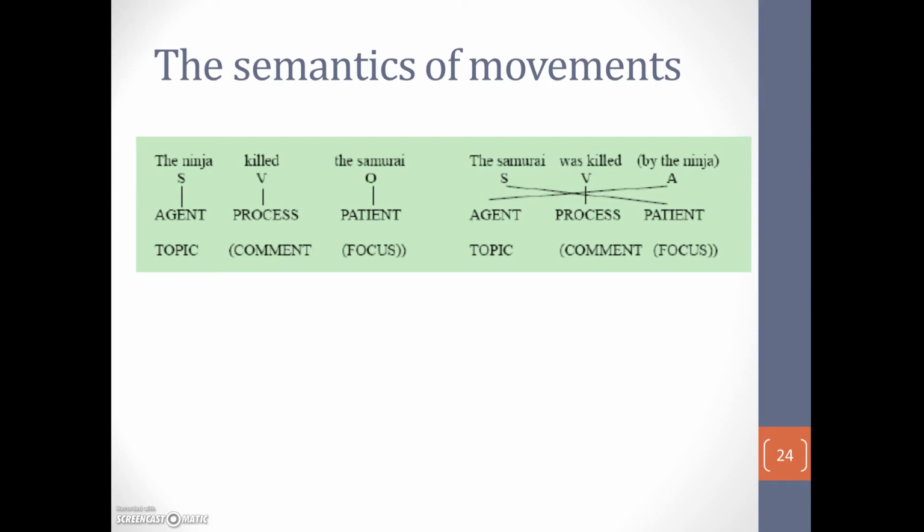We can also see that the ninja is still the agent, but it might actually be left out completely because it's in brackets, right? It's actually optional. We can leave it out. We can also see that in the passive voice construction on your right, the samurai is now in the first position. That means that it's now in the topic position. So it's given more prominence in that way, right? It's sort of promoted, if you wish.